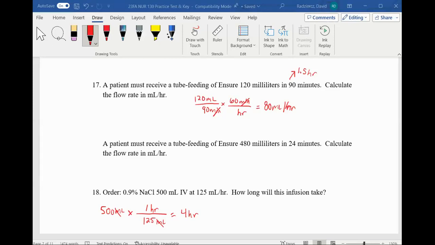So let's take a look. I'm seeing a lot of you are writing 1200 milliliters per hour. Let me just confirm that. That sounds right to me. All I'm going to do is take the milliliters, 480 times 60, which gives me 28,800. Then I'm going to divide by 24. And like you, I got 1,200 milliliters per hour.